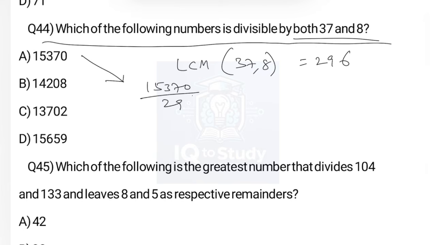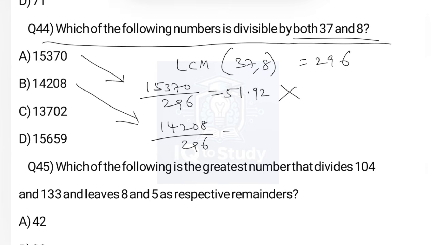15370 by 296, that is equal to 51.92, which is not divisible. Let's check with option B. 14208 divided by 296, that is equal to 48. It is exactly divisible, so option B is correct.